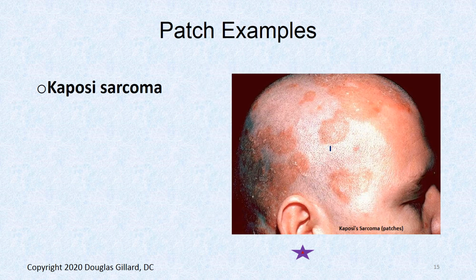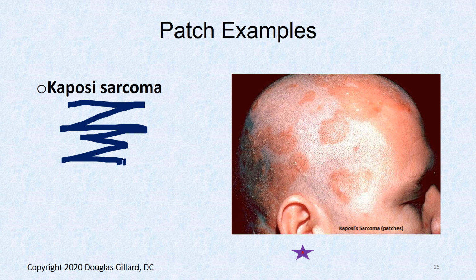Here's another example of a patch. See, patches, you know some of these, right? Kaposi sarcoma can present initially or in the intermediate stage as a patch. It can become raised later on in the course of this disease. I used to actually cover that. We don't have time to talk about that one anymore, but I do have YouTube videos on that.